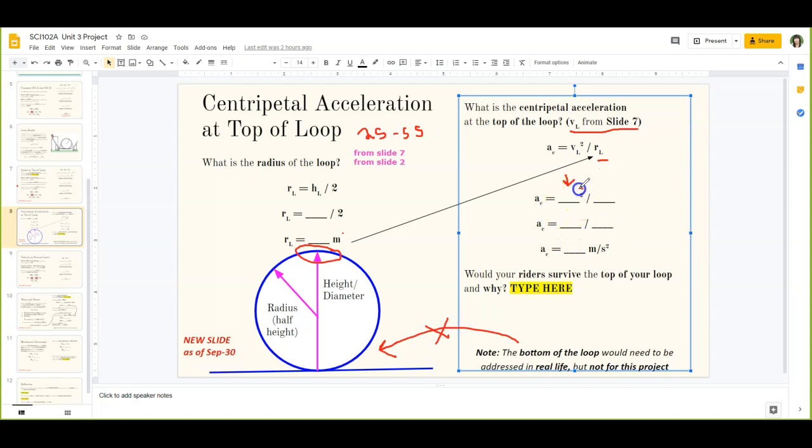Remember that you do need to do the square first, and so whatever you get once you square your velocity, that goes there. And then finally, you can divide by your radius. Remember that this right here is the same as a division sign. And then there will be your acceleration, centripetal acceleration. Now the question is then, will your rider survive the top of your loop and why?